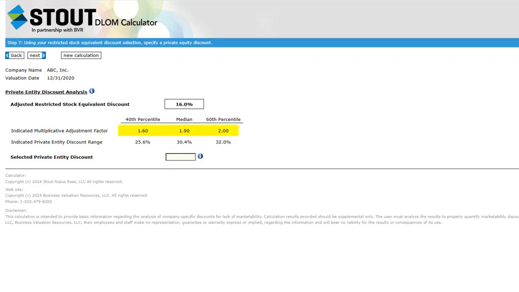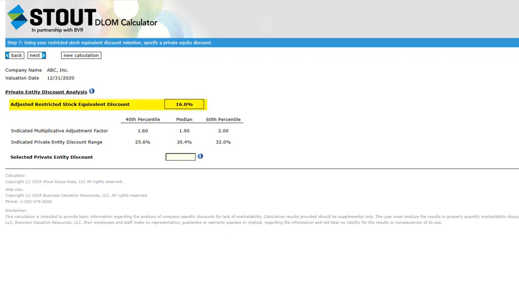The factor that adjusts the value of the subject interest from an adjusted restricted stock equivalent level of value to a private entity level of value, or non-marketable, non-controlling value, is based on an analysis of the largest or most illiquid blocks of restricted stock in the study. This analysis involves comparing the discount indications for large block transactions, those that most resemble an interest in a private entity, with those for small block transactions, which are those we used in determining the restricted stock equivalent discount.